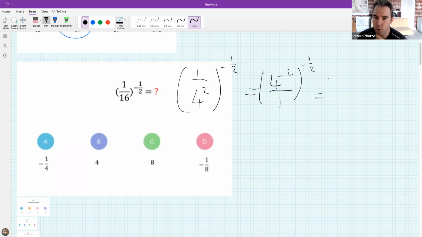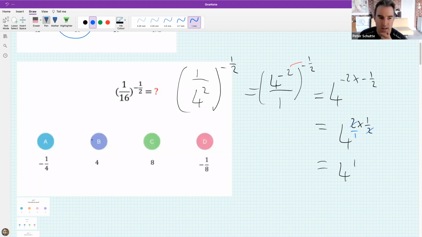Then the law of exponents says that if there's powers inside and outside, I can multiply them. So 4 to the minus 2 times a minus a half. A negative times a negative is a positive. So that's good news for me. So I basically just have 2 times a half. And I'm pretty sure 2 times a half is just 1. And so we get 4 to 1. Or if you want to see it in terms of cancelling, 2 over 1 times a half, these 2's cancel and you get 1 left. So I approve. I think the answer is B.